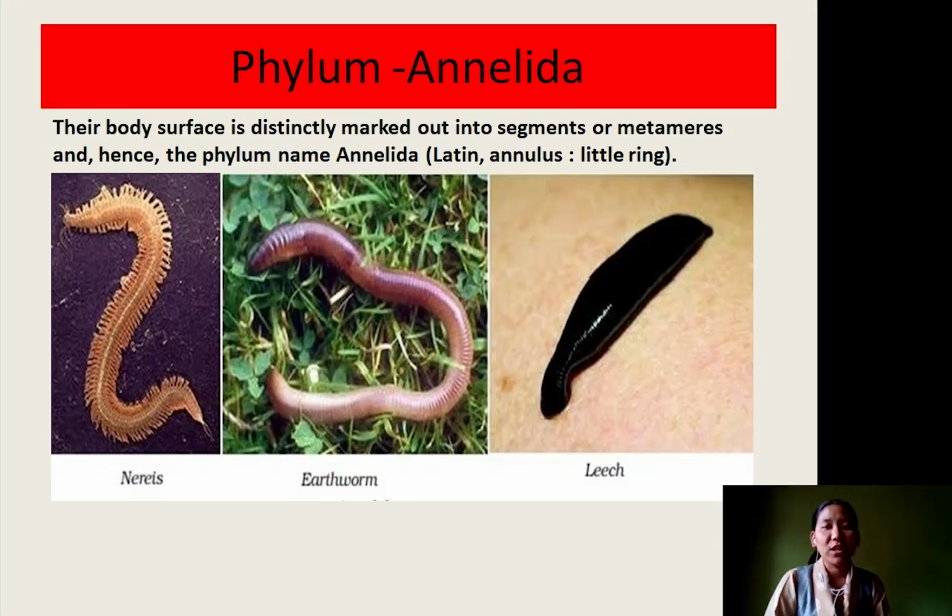Now let us proceed with the phylum Annelida. This Annelida group of organisms have the body surface which is marked out into segments or metameres, and that is why the phylum is called Annelida. Annelida in Latin, annulus, means little rings. Some examples are Nereis, earthworm, and leech.